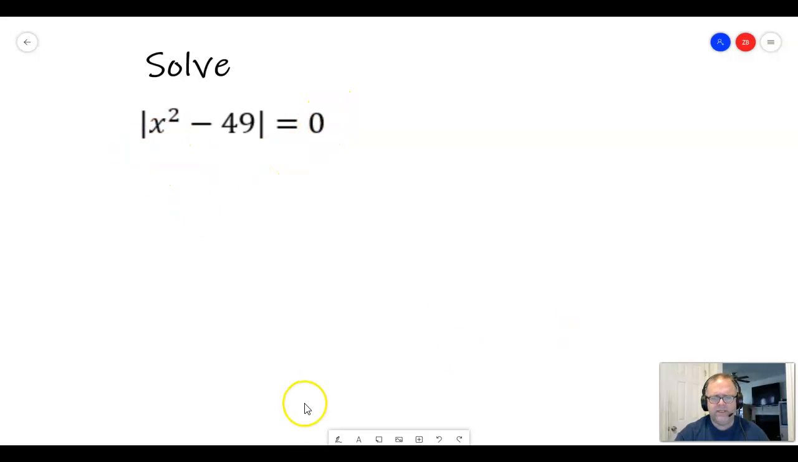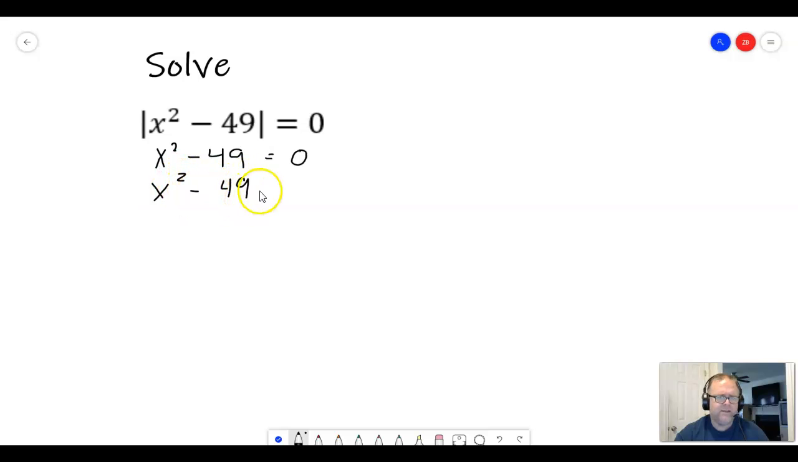So we can open this up and make this into two different equations, dropping the absolute value. We can only do this when we have the absolute value by itself on one side of the equation. So we get x squared minus 49 is equal to 0, and then we also get the equation x squared minus 49 is equal to negative 0.